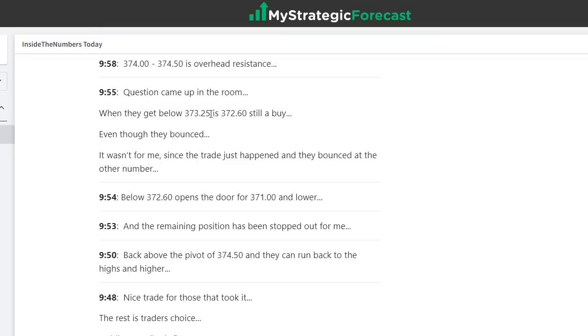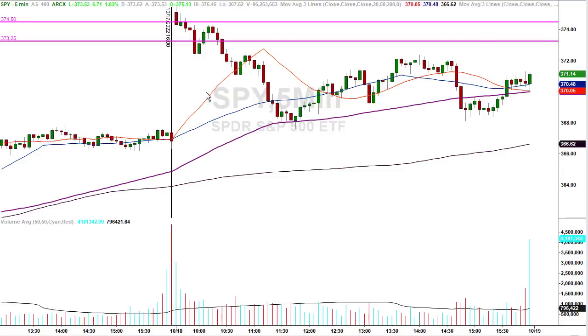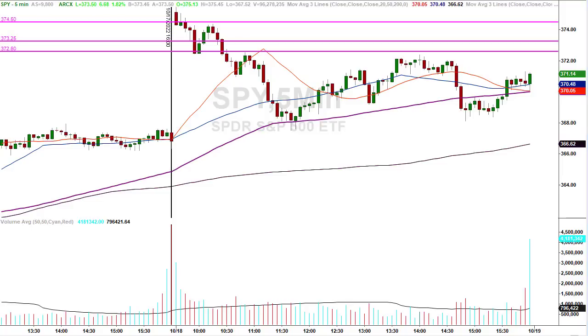Question came up in the room, 9:55. When they get below 373.25, is 372.60 still a buy? This is specifically addressed because they already bounced the 10 handles. This one's a 5-minute chart, but here's that bounce for 10 handles, and the reason why 372.60 wasn't good anymore from a trading perspective is because they already bounced. They already gave you the trade.